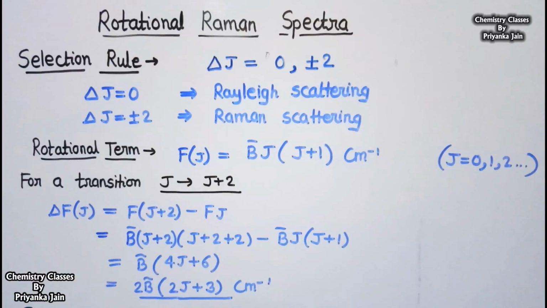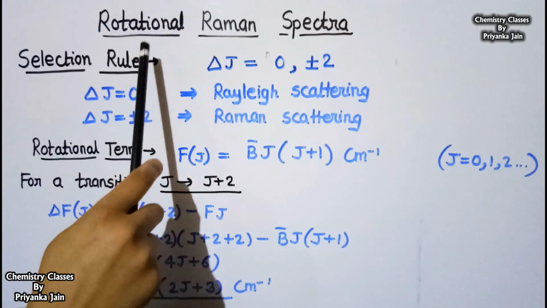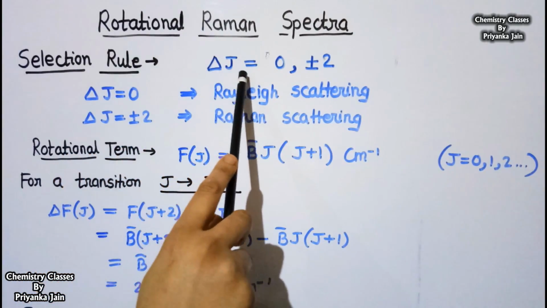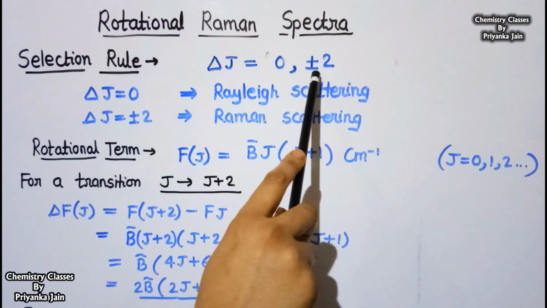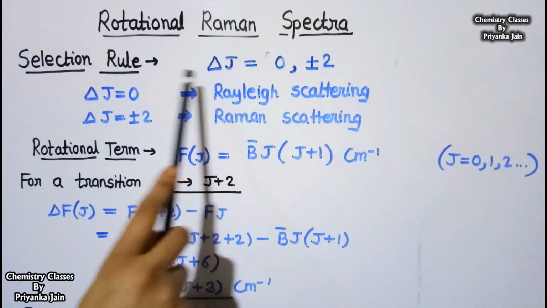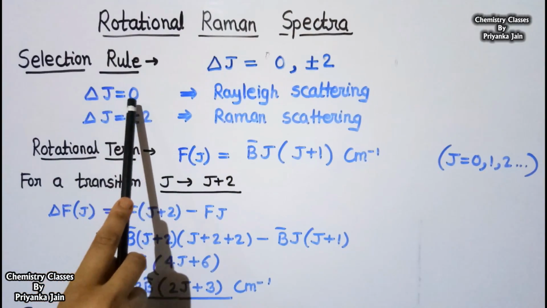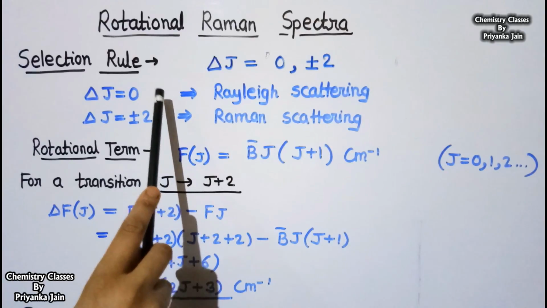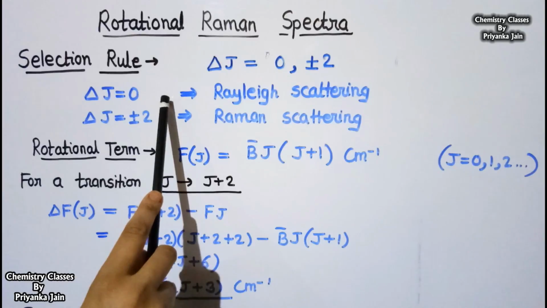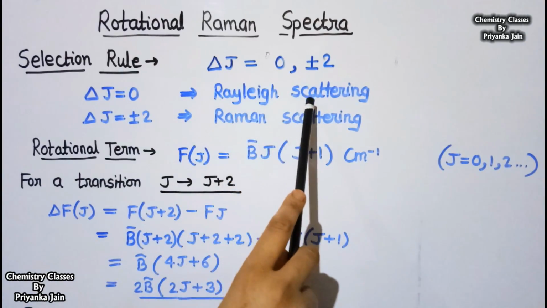In the case of the Raman spectroscopy, if we consider the rotational Raman spectra, then here the selection rule is del J is equal to 0 or plus minus 2. Here J is the rotational quantum number. When del J is equal to 0, it means there will be no change in the frequency of the scattered radiation as compared to the incident radiation. It means the frequency is same.